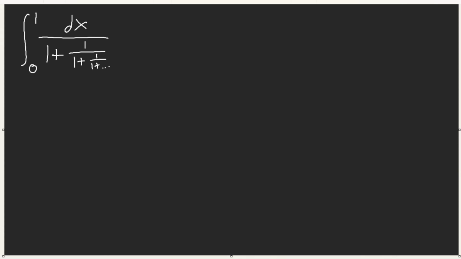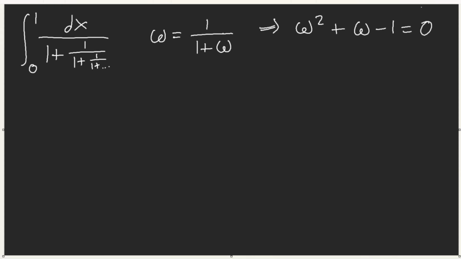Ooh, if you're a math Olympiad, you already know what the answer to this integral is. If you're not a math Olympiad like me, that's okay. We can still solve this, right? This is omega equals 1 plus, and then the inside is equal to its outside. Okay? And then we end up with w squared plus w minus 1. Right?